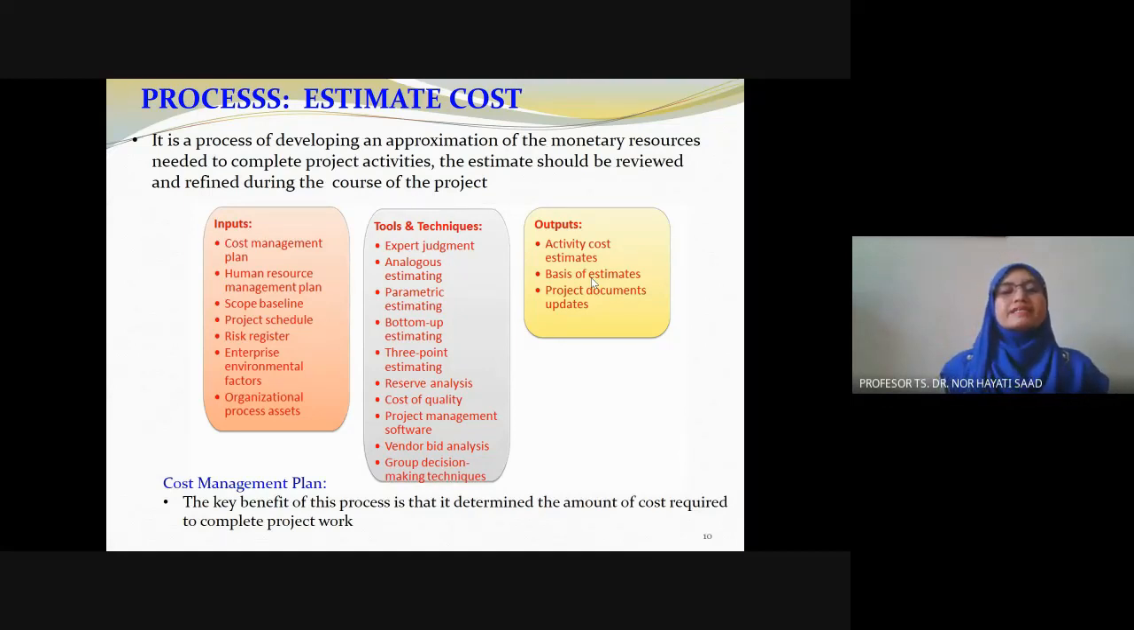All right. The second one is actually the estimate cost. It is a process of developing an approximation of the monetary resources needed to complete project activities. The estimate should be reviewed and refined during the course of the project.